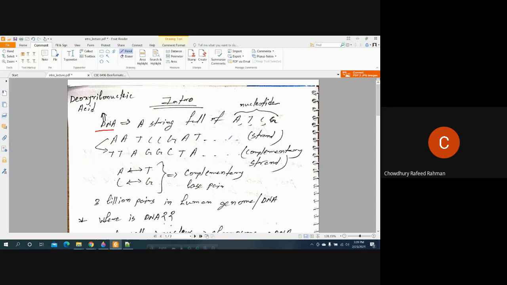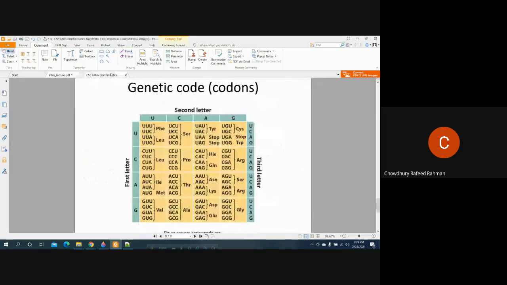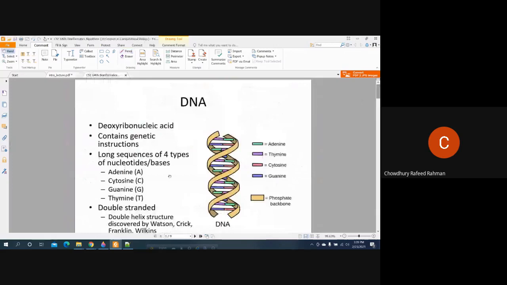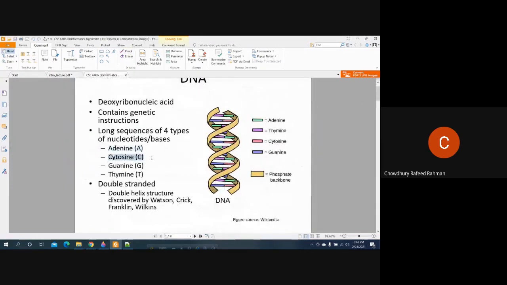In DNA, there are four characters. Those are A, T, C, and G. These are the characters in DNA. A, T, C, G has its full form. A is adenine. I think the names are in the slide, so let me not write them again. Adenine, cytosine, guanine, and thymine. These four simple basic elements actually make up the whole DNA. So are we clear on this fact?